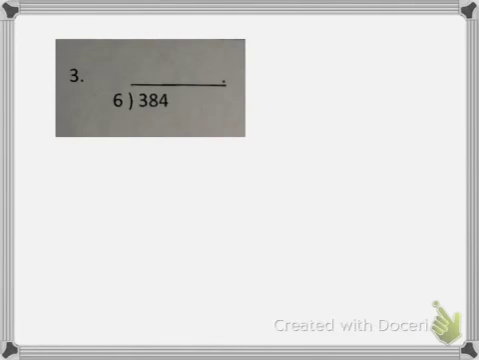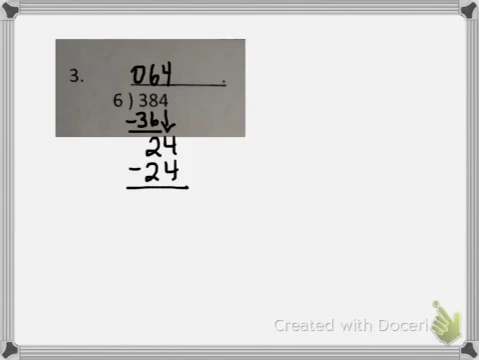Number 3. 6 can't go into 3, so I'm going to put a 0 above the 3. 6 can go into 38 6 times, so the 6 goes above the 8. 6 times 6 is 36. So 38 minus 36 is 2. I'm going to bring the 4 down. 6 goes into 24 4 times, so the 4 goes above the 4. And 4 times 6 is 24. After we subtract, there is 0 remainder, so the quotient is 64.